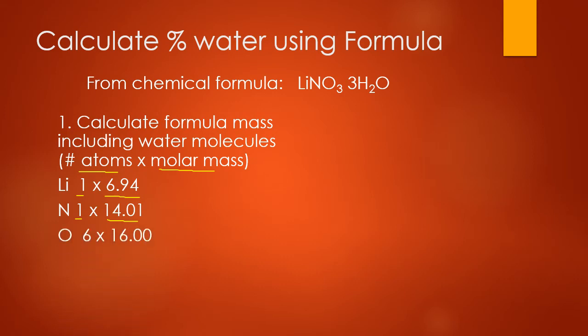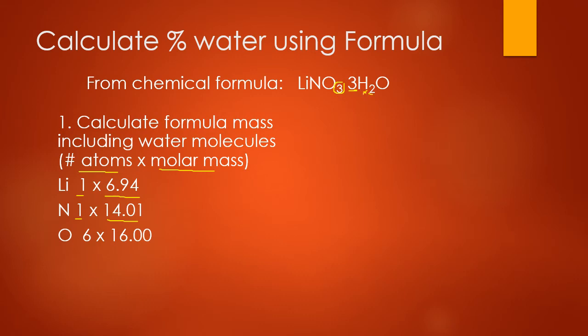Next we have oxygen, but notice oxygen is in more than one place. So we have 3 oxygens in the nitrate polyatomic, but we also have an oxygen in the water. And remember, we need to include the water in this calculation of the formula mass. So this coefficient of 3 in front of the water molecules can be distributed. What that means is there are going to be 6 hydrogens. We take that coefficient of 3 and multiply it by the subscript of 2.